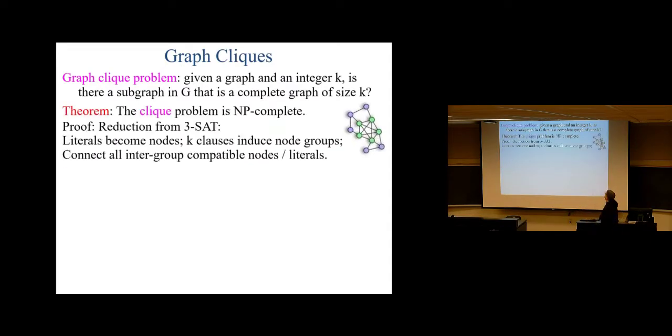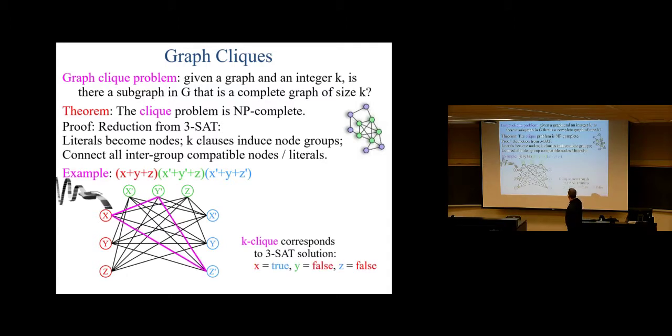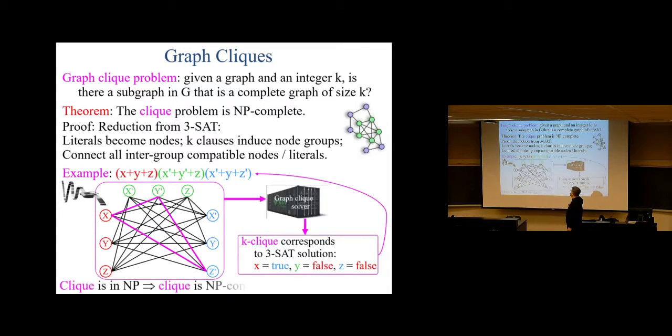So we talked about graph cliques. We said you can convert satisfiability, in particular 3SAT, to a graph clique problem in such a way that the resulting graph has a clique if and only if the original formula that induced that graph has a satisfying assignment. So you reduce the problem of satisfiability to the graph clique problem.